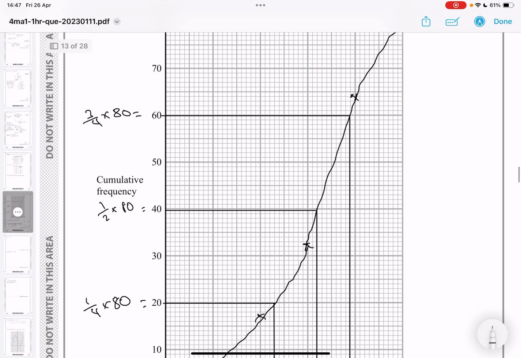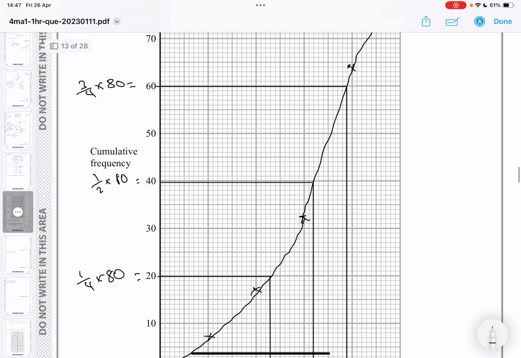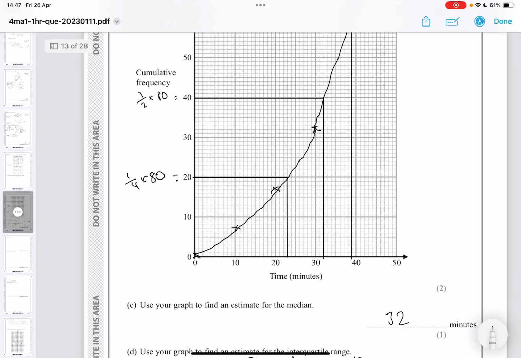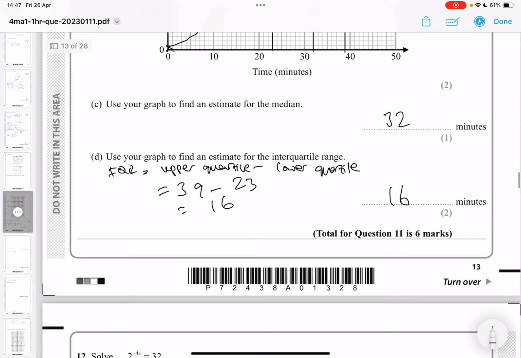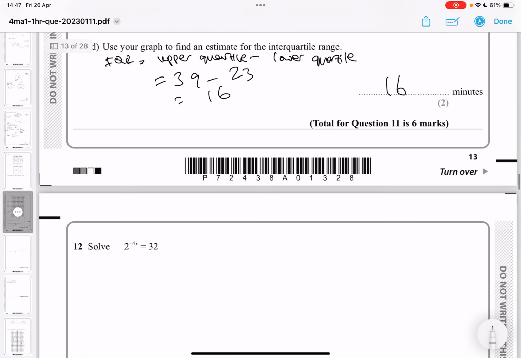Upper quartile is 3/4 of the total frequency. Lower quartile is 1/4 of the total frequency. Then you just read the corresponding x values and subtract them to get the interquartile range. Okay, next question.